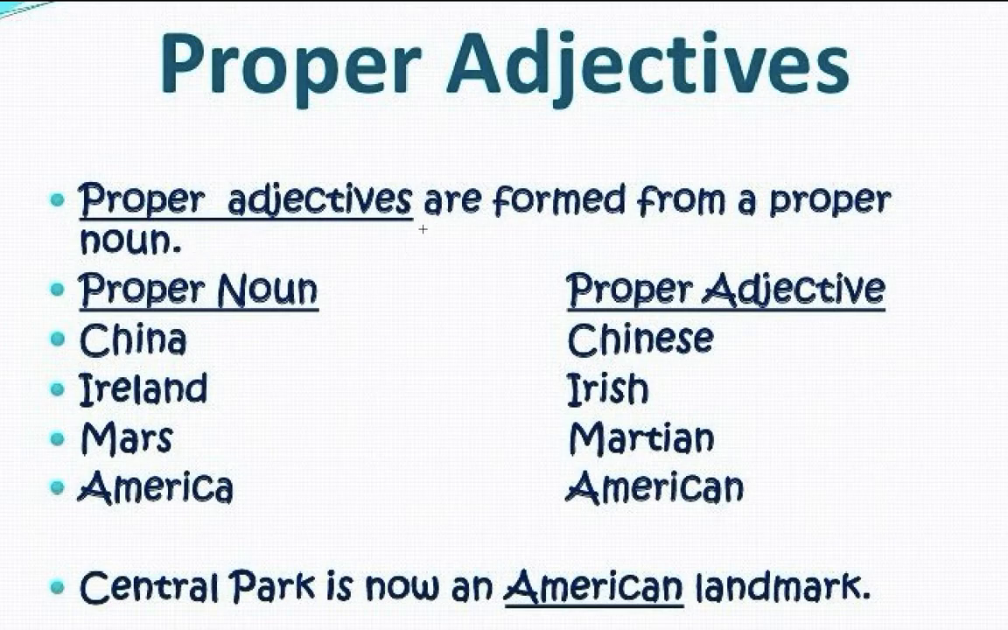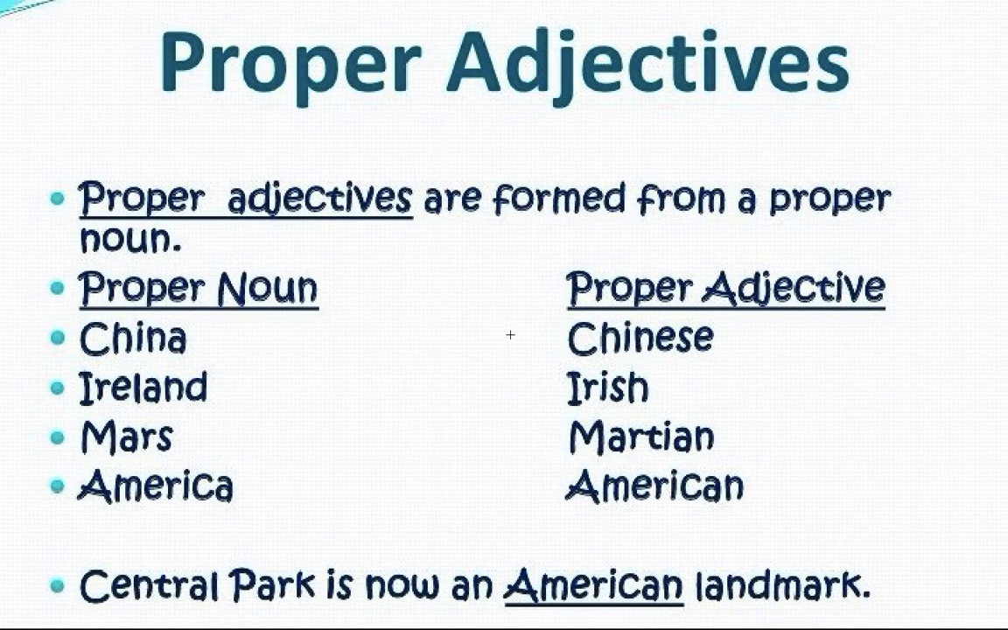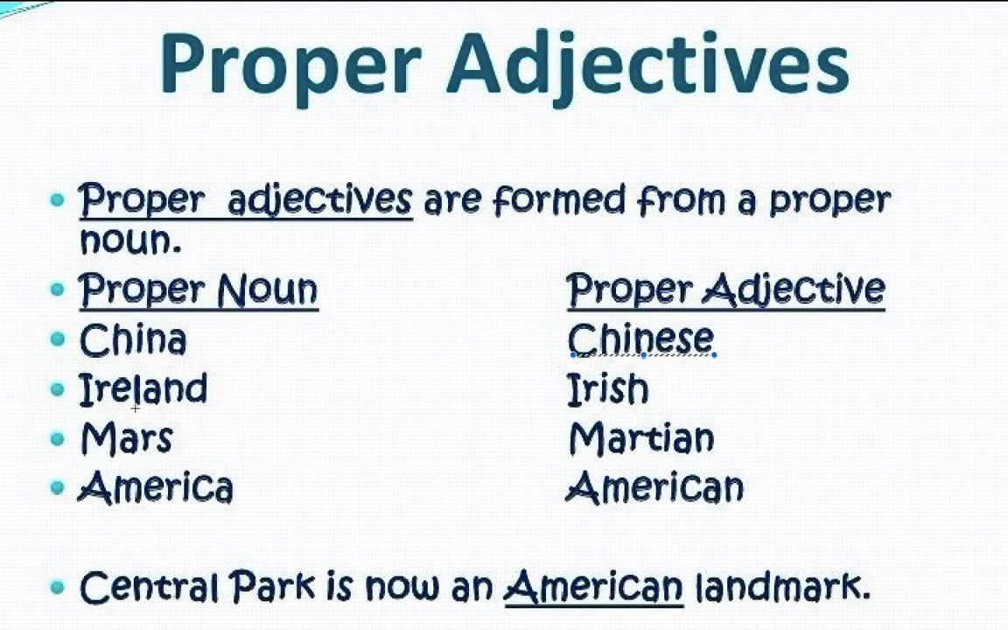Now I have over here this one. Proper adjectives are formed from a proper noun. For example, proper noun China, the proper adjective is Chinese. Ireland, Irish. Mars, Martian. America, American. Central Park is now an American landmark. Okay? This is a proper noun, sustantivo propio, and this is a proper adjective, un adjetivo propio. El adjetivo describe al sustantivo. China, chino. Irlanda, irlandés. Marte, marciano. América, americano. ¿Ok? Y siempre inician con una letra mayúscula, capital letter.